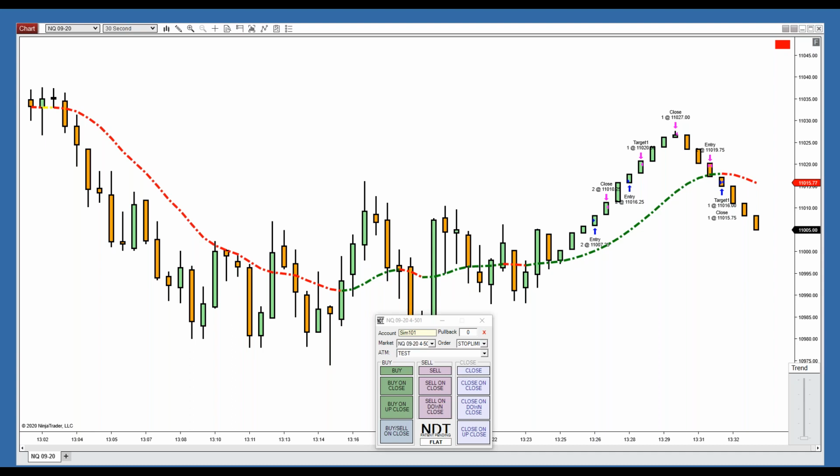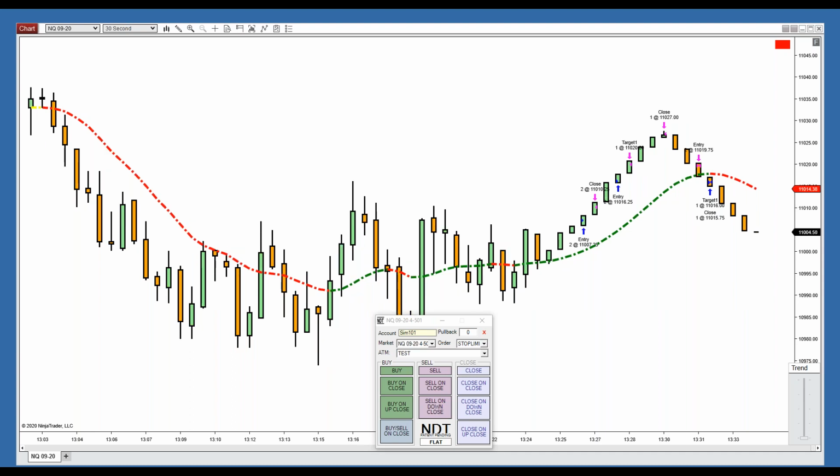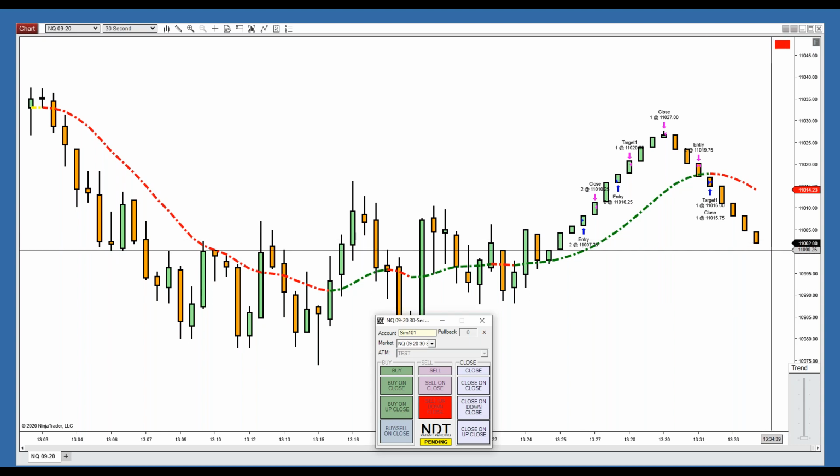Now we're going to show you how to do this. It's very, very easy to do. Okay, now we're set on time bars, and we know we're heading down. So now it's not going to set a target because it doesn't know where the candle's going to close.